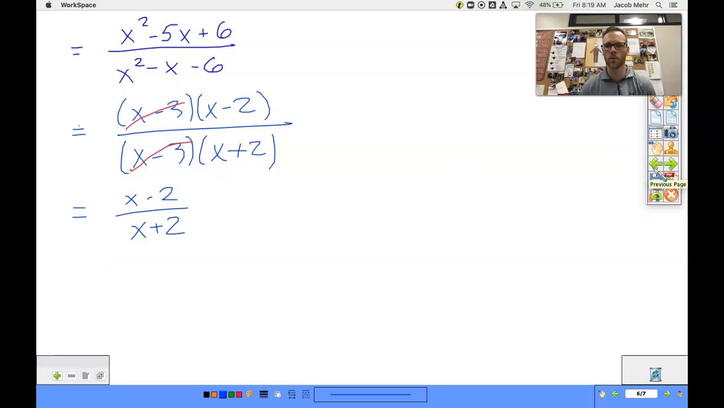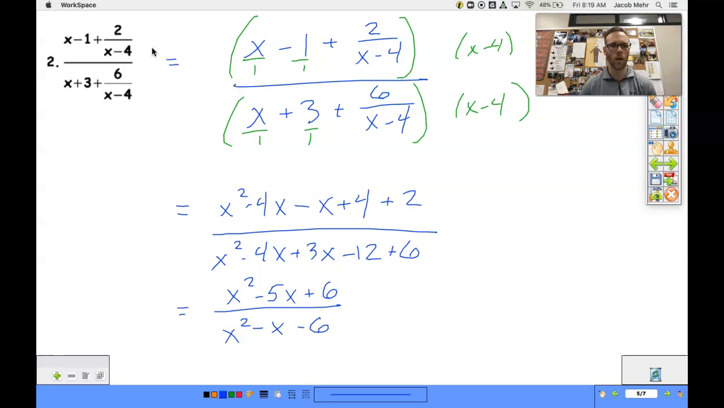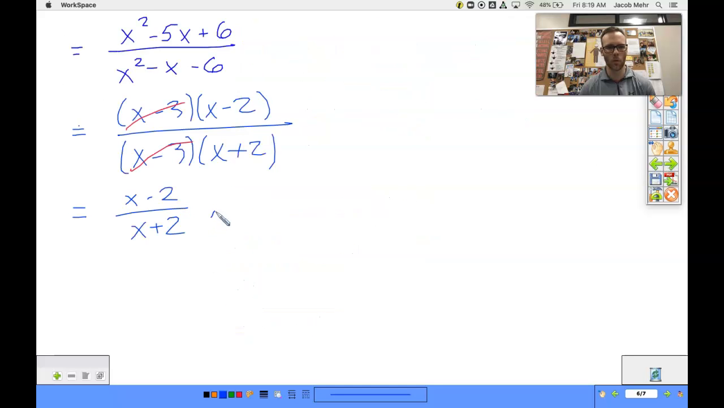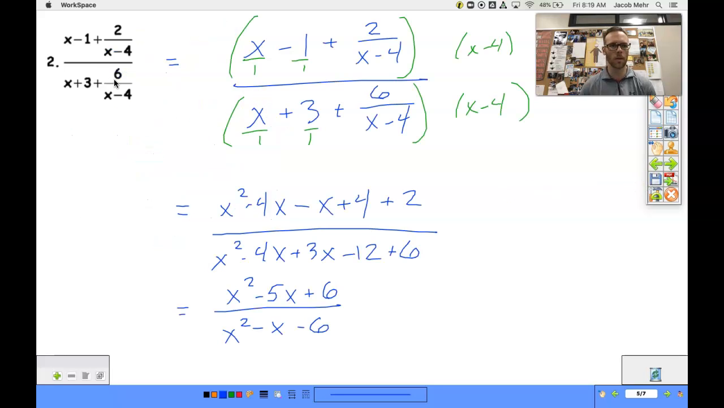All right, any excluded values on this one? Well, looking at the original function, x cannot equal 4, can it? Okay, so I have to get rid of the 4. X cannot equal 4. Now, x can also not equal negative 2 here. That's not in the domain, but negative 2 also wouldn't be able to go into this.